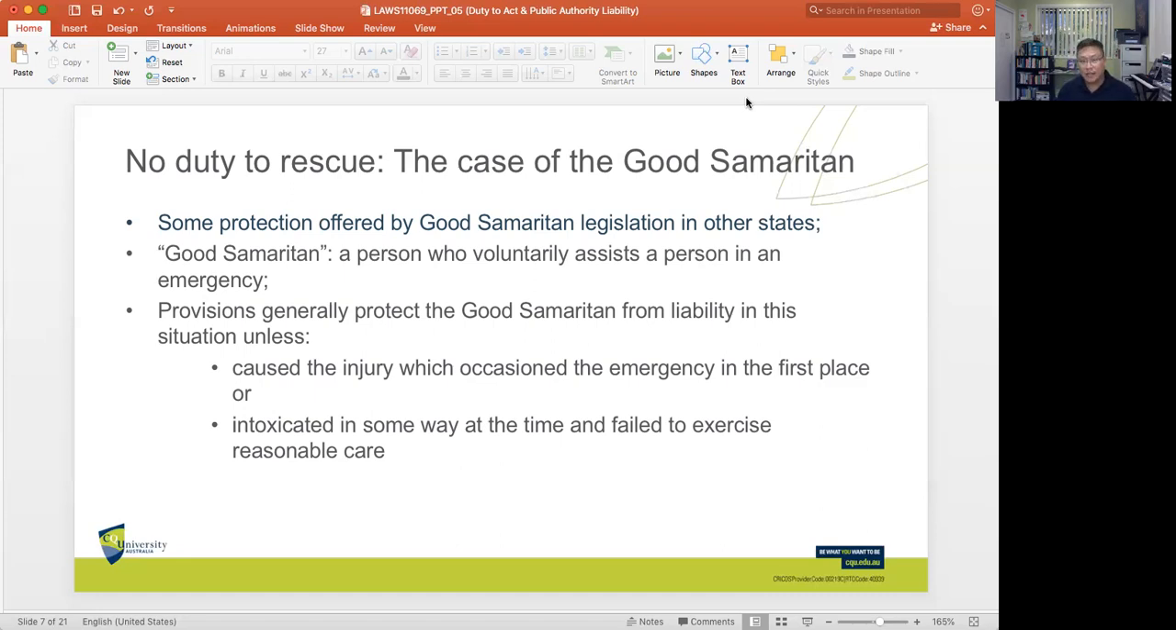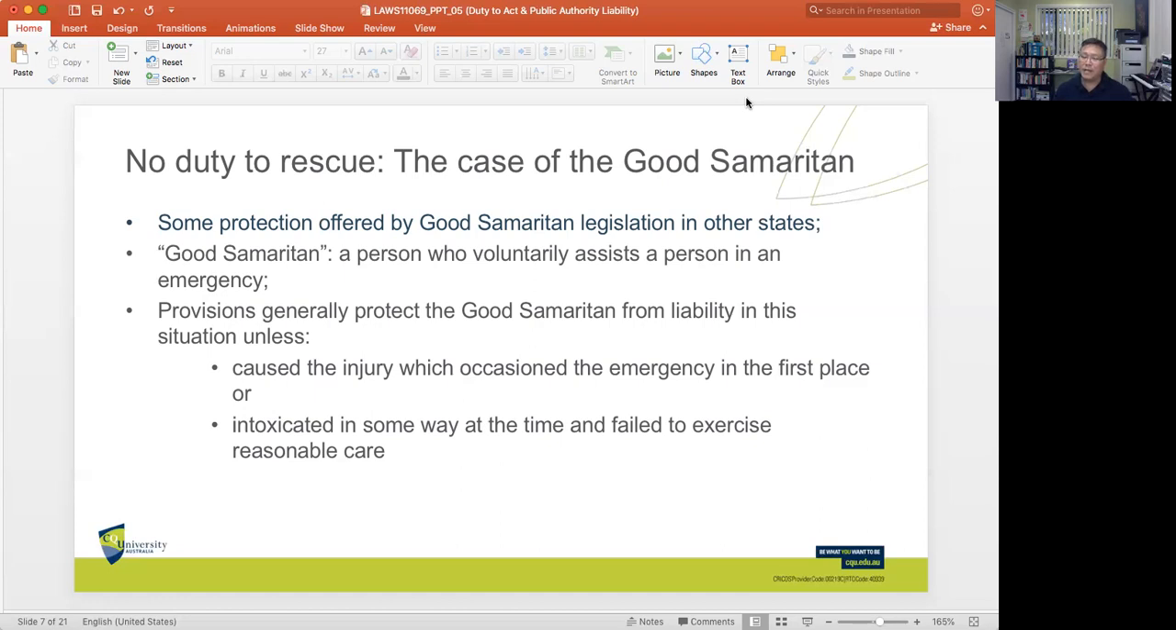In most states other than Queensland, there is now Good Samaritan legislation so that where the Good Samaritan is providing help, trying to rescue somebody, but in the process causes injury to the person being helped or rescued, he is not liable for the injury, unless it was the Good Samaritan who in the first place occasioned the emergency. So you can't be considered a Good Samaritan if you yourself were the one who occasioned the emergency.